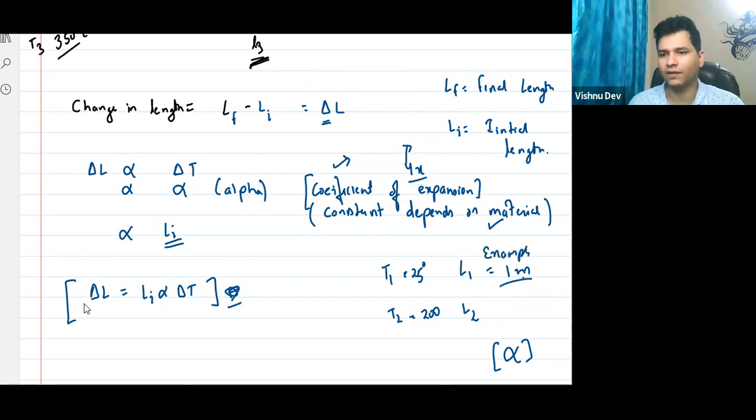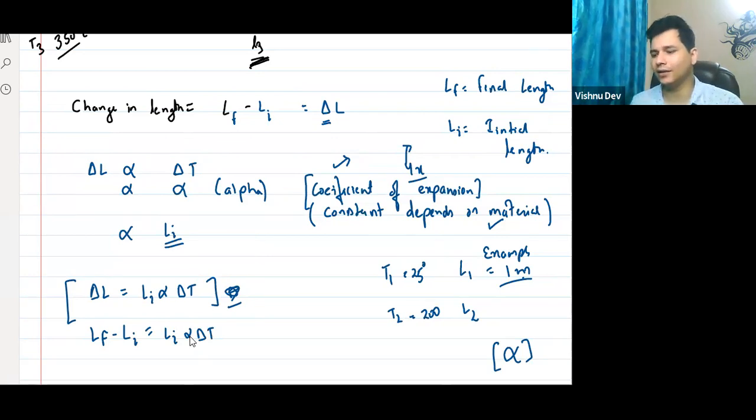Now, just think about it. What is delta L? I told you delta L is L final minus L initial. Yes or no? Right. Very good. This is equal to what? L initial alpha delta T.